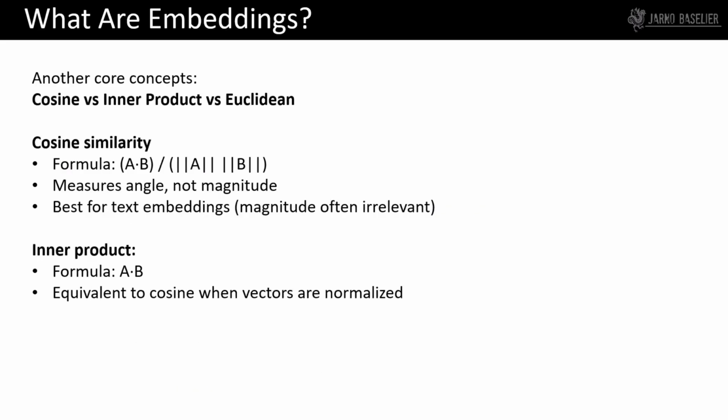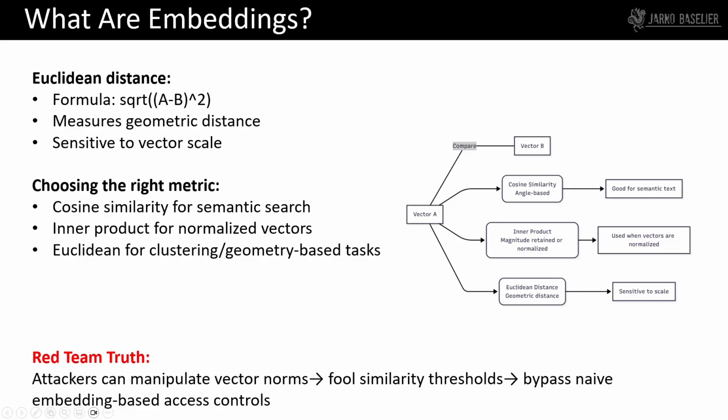So cosine versus inner product versus Euclidean. Cosine similarity, we already have seen this formula. This measures the angle and not the magnitude, and this is best for text embeddings. Magnitude often irrelevant. Inner product, where the formula is a dot b, which is equivalent to cosine when vectors are normalized. Then Euclidean distance, where the formula is different, where we have the square root of (a minus b) to the power of 2. This one measures geometric distance and is sensitive to vector scale.